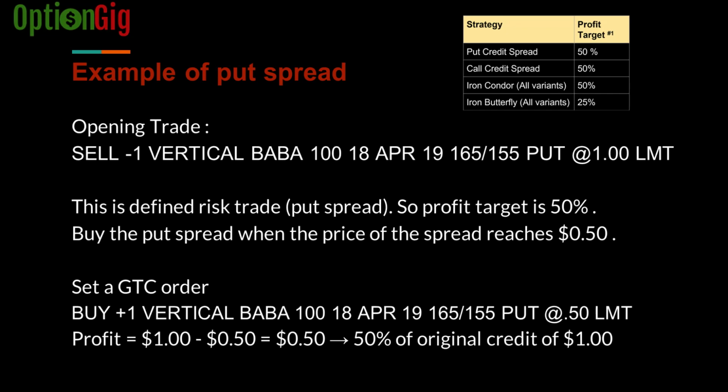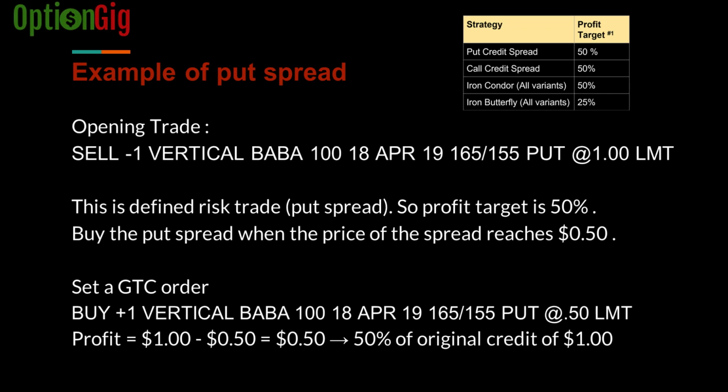It means buying a vertical spread, or a put spread, of BABA, and this is the put spread. You should buy it back when it becomes 50 cents. If it is 50 cents, your profit is the initial credit of $1 minus 50 cents, which is 50 cents, meaning 50% of the original credit of $1. I hope this makes sense.